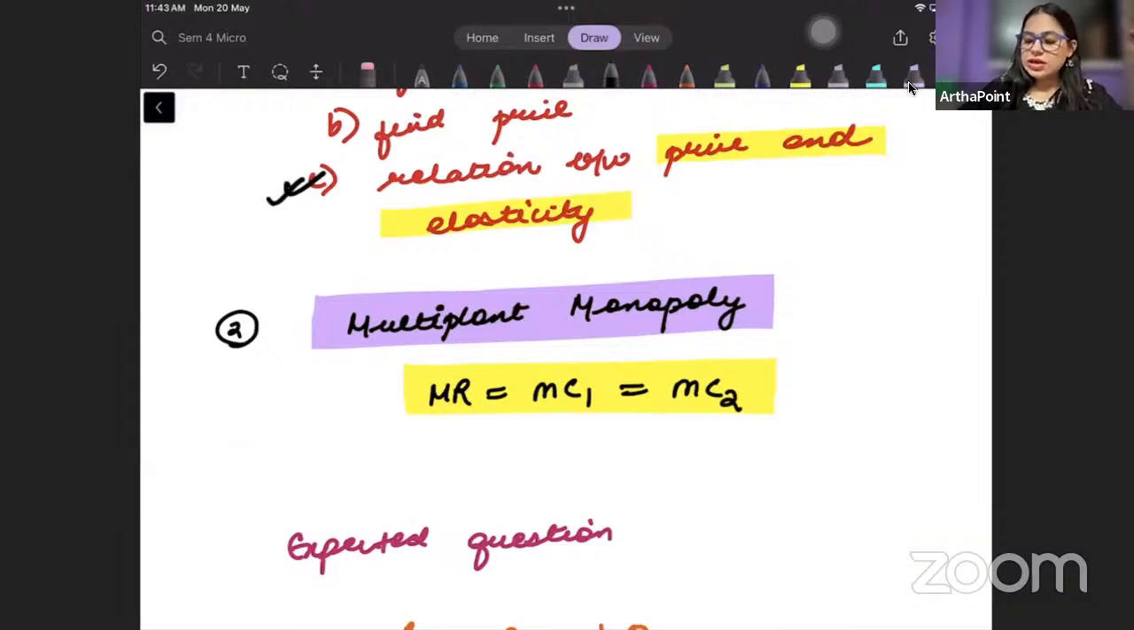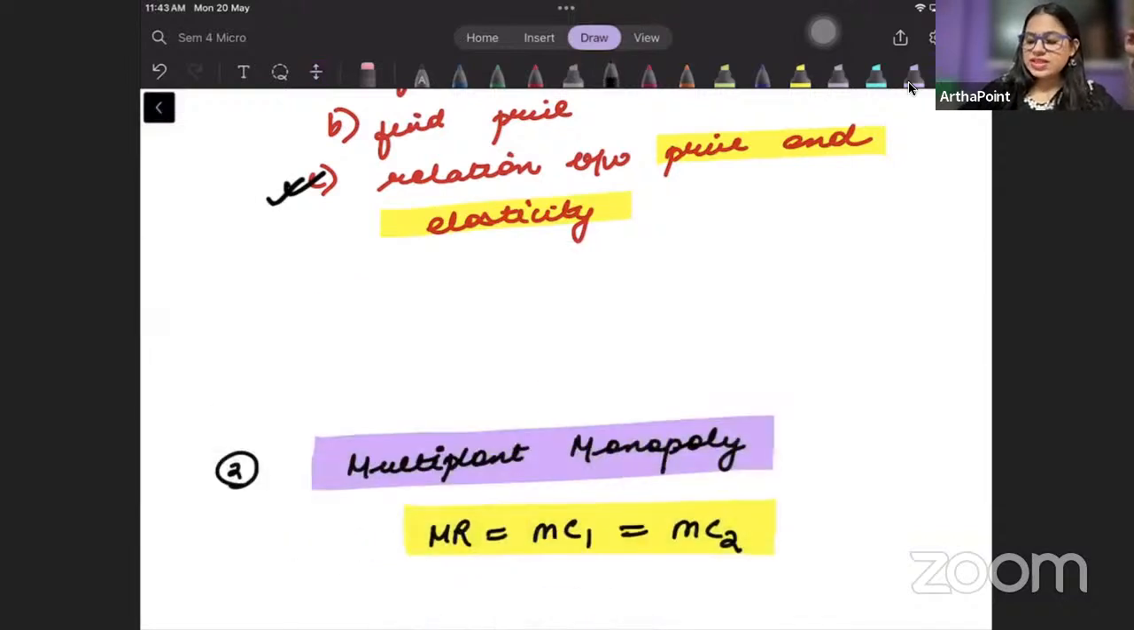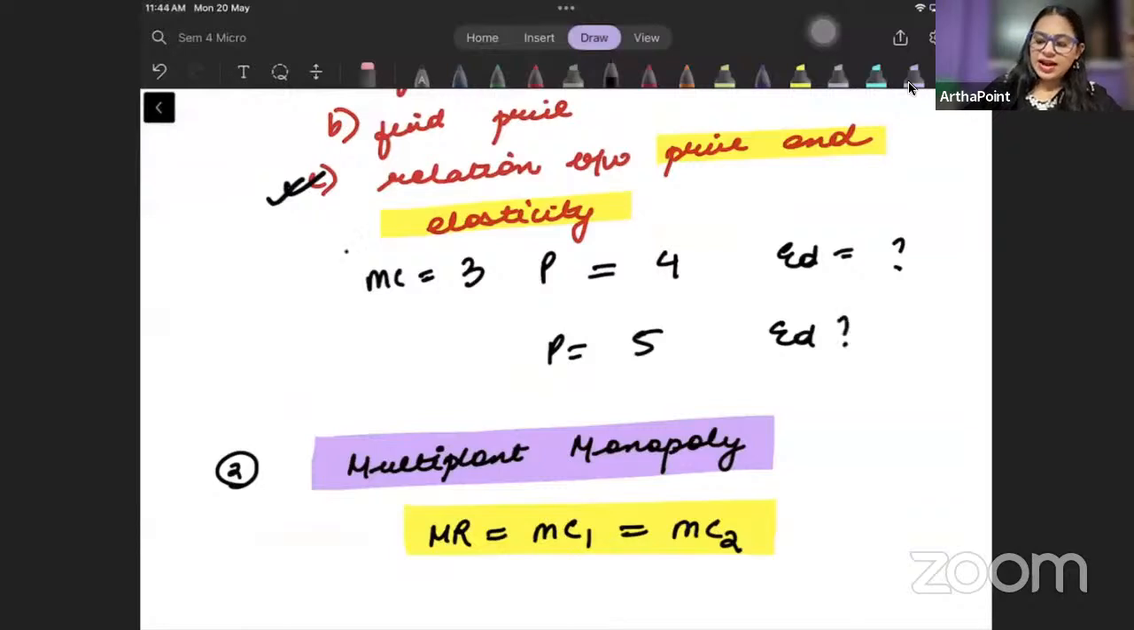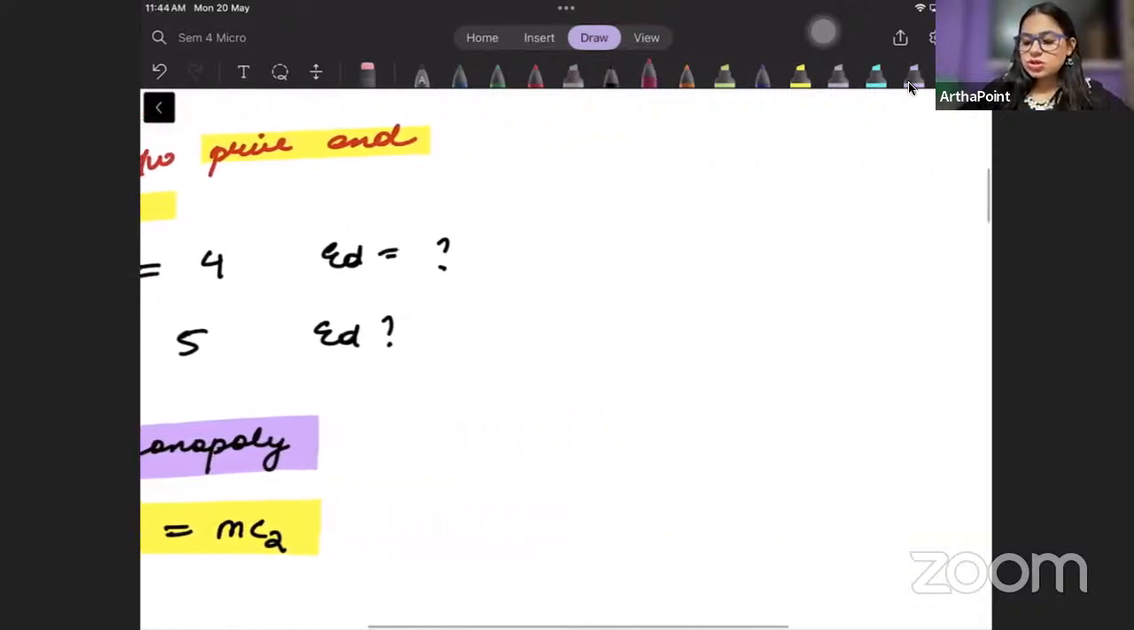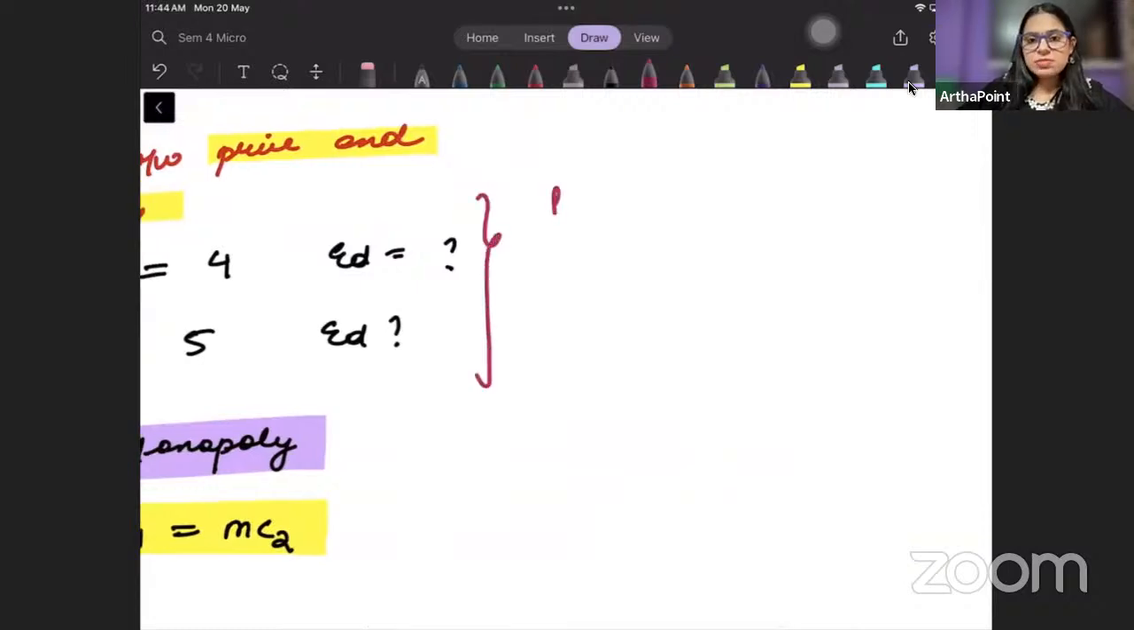तो क्या करेंगे ना? They will give you some options. Like they will tell you that when price is 4, find elasticity, given marginal cost is 3. And when price is 5, find elasticity and draw conclusions. बोलेंगे इसमें से कुछ conclusions बताओ. What do you conclude? What do you think? ठीक है? So you need to remember the conclusion that you will always be able to charge more price where elasticity is low.